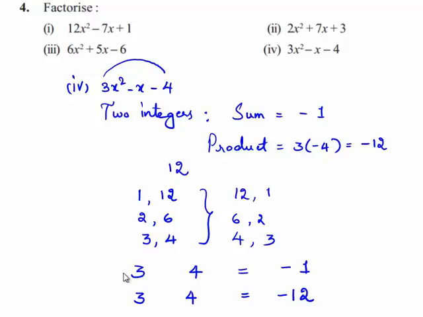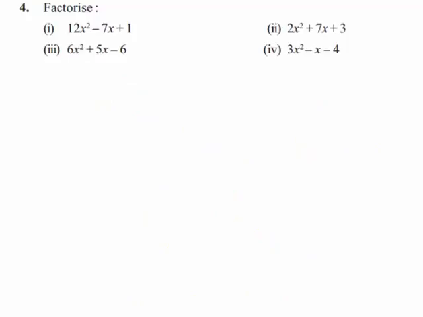So plus 3 minus 4 is equal to minus 1. 3 multiplied by minus 4 is equal to minus 12. So the appropriate pair is 3 and minus 4. Now the given polynomial 3x square minus x minus 4 can be written as 3x square minus 4x plus 3x minus 4.